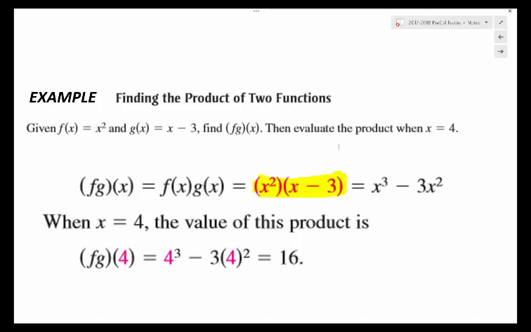So now I plug in 4. 4 cubed is 64 minus 3 times 4 squared, which is 3 times 16, which is 48. 64 minus 48 is 16.